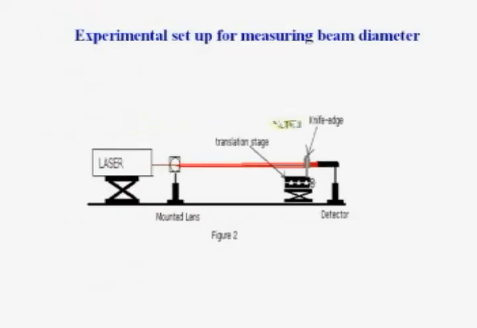The next part of the experiment is to measure the beam diameter. We can use the same setup, except that we will have a knife edge put on top of a lab jack.